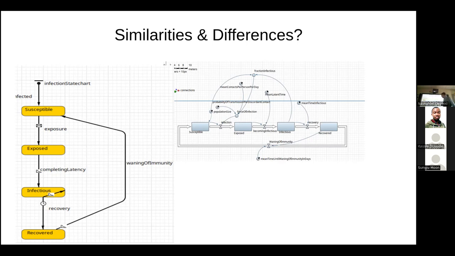At a certain level, these seem like maybe they're just potato, potato, tomato, tomato, just different ways of showing visually the same information. We have susceptible, exposed, infectious, recovered for the states, and we have transitions between them, including waning of immunity. So is there any real essential difference between these? Is this kind of isomorphism between them indicative of a real difference? And the answer is yes, there is a real difference.